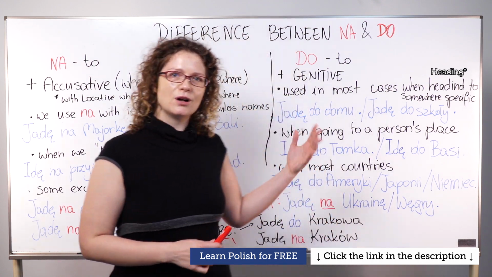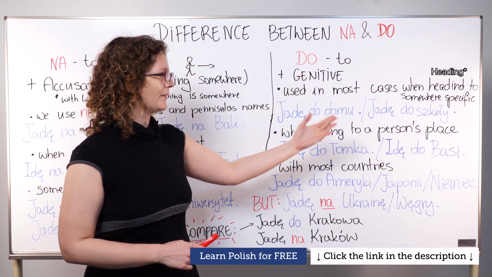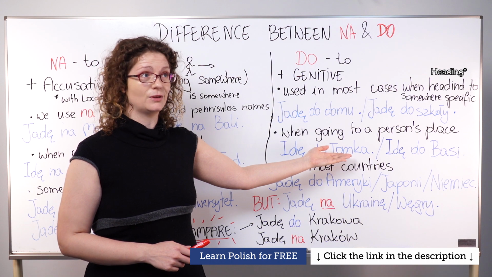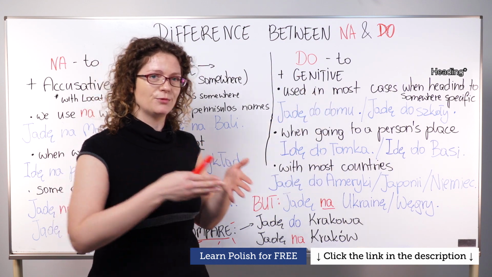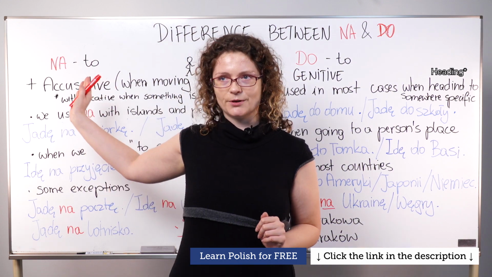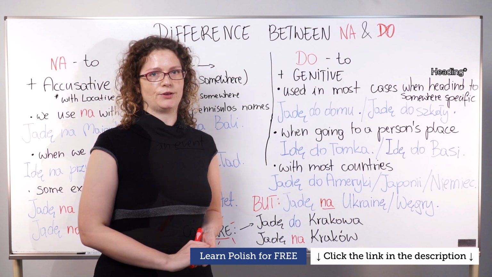Now, we use do in most of the other cases. So if instead of an event we have a name of a person we are going to, then we use do. And many other everyday cases where we just move to somewhere specific that are not covered by this. Also countries, but there are some exceptions.